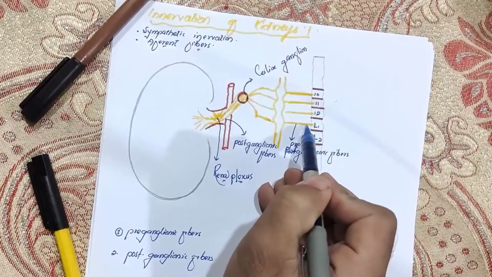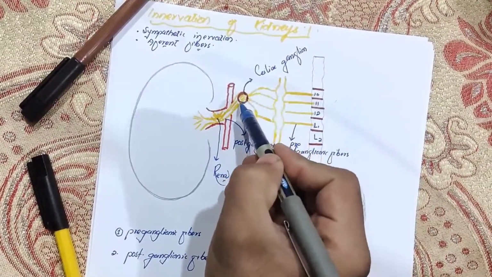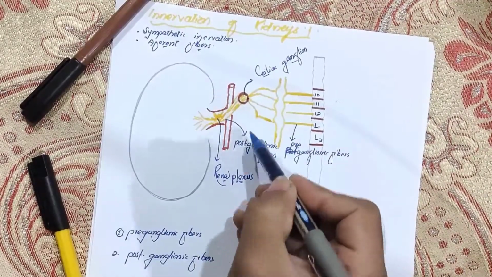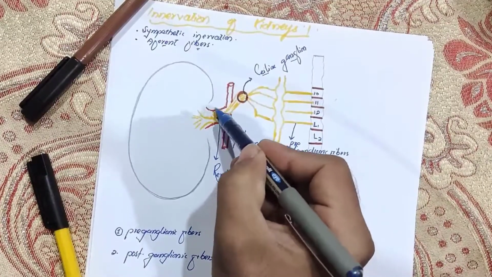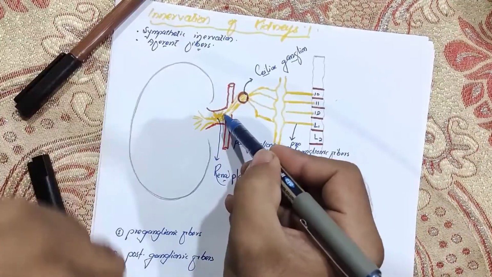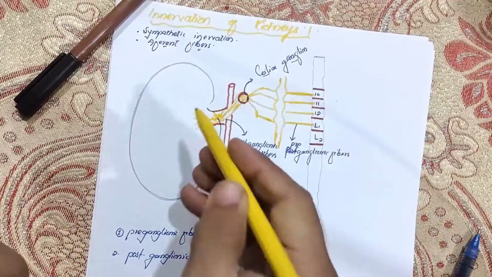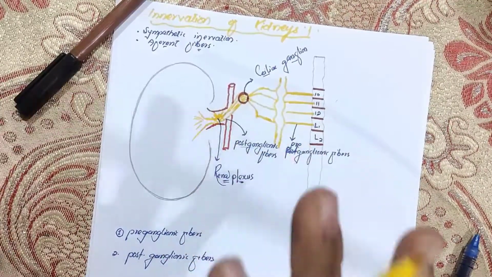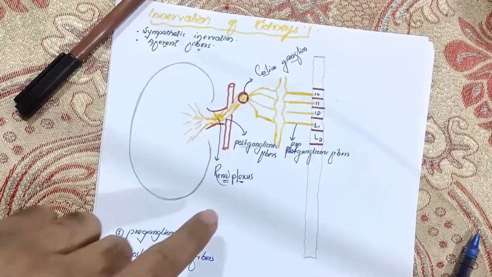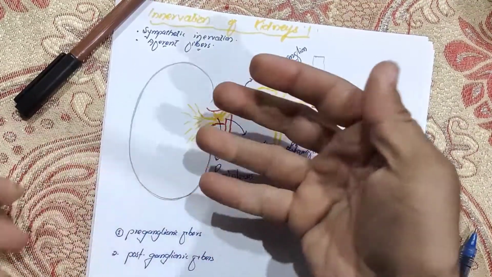Let me explain this. From T10, T11, T12 and L1, preganglionic fibers arise, then they meet at the celiac ganglion, and then postganglionic fibers arise and make a plexus at the origin point of the renal artery. Now from this plexus fibers arise, and these fibers enter your kidney and innervate your kidney, right, friends? So this is the very simplified innervation of your kidney. These fibers enter the mass of the kidney from the celiac ganglion and renal plexus.